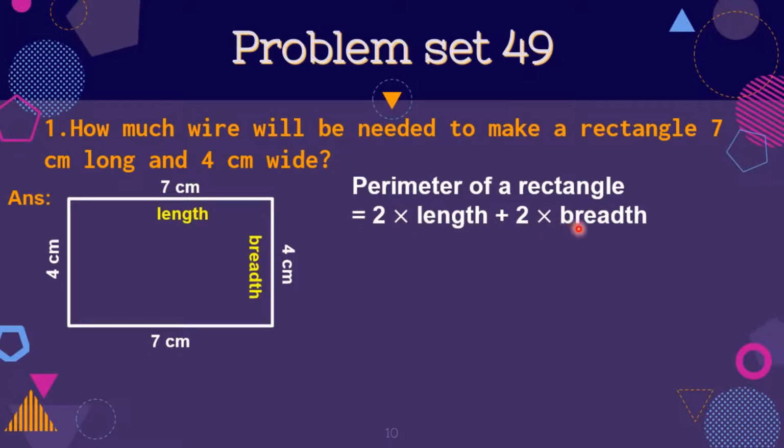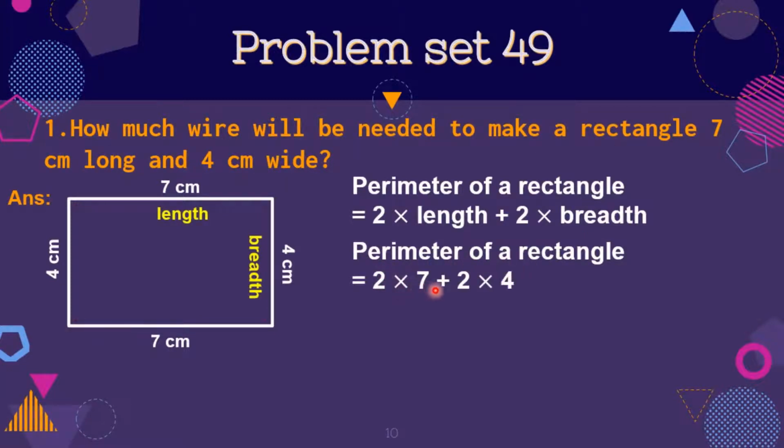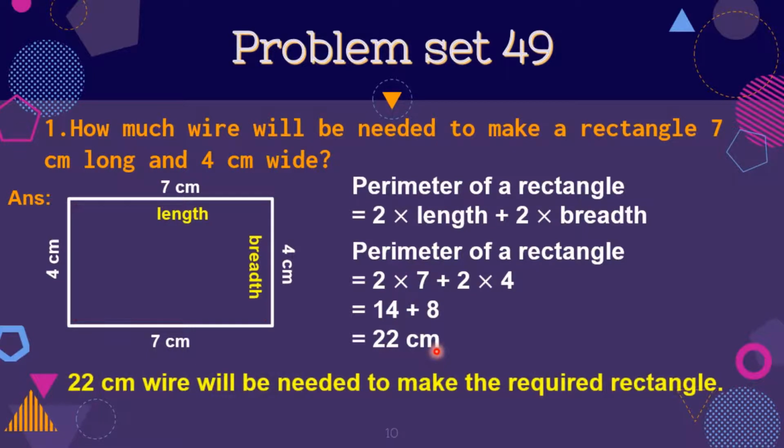So let us put the value of length and the breadth in the formula to get the perimeter. So we write perimeter of a rectangle is equal to 2 into 7 plus 2 into 4, which is equal to 14 plus 8, which is equal to 22 centimeter. Hence we say 22 centimeter wire will be needed to make the required rectangle.